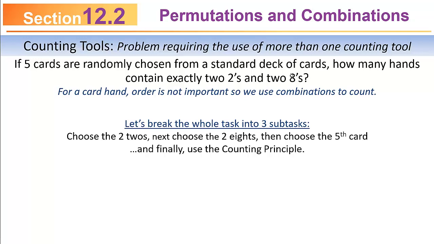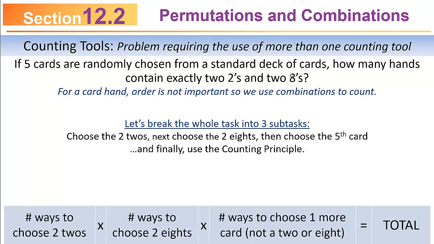The first stage, you're going to choose your 2s. Second stage, you're going to choose your 8s, and if you're going to choose 2 2s and 2 8s, and there are 5 cards, that means you've also got to choose a 5th card. So think about this. You're going to take the number of ways to choose your 2 2s, find the number of ways to choose your 2 8s, and then find the number of ways to choose your one more card. That 5th card can't be a 2 or an 8, because we only want exactly 2 2s and exactly 2 8s. If that card were either a 2 or an 8, we would have more than 2 2s or more than 2 8s.